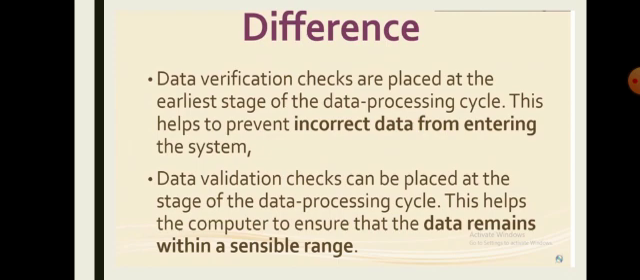Computer is a machine. You human beings give the input to the computer, and the work of the computer is processing the input and giving you the output. So if you enter incorrect input, there is a chance you get the wrong output as the result after processing. Okay, so this is the difference between verification and validation. Here is the end of today's lecture.